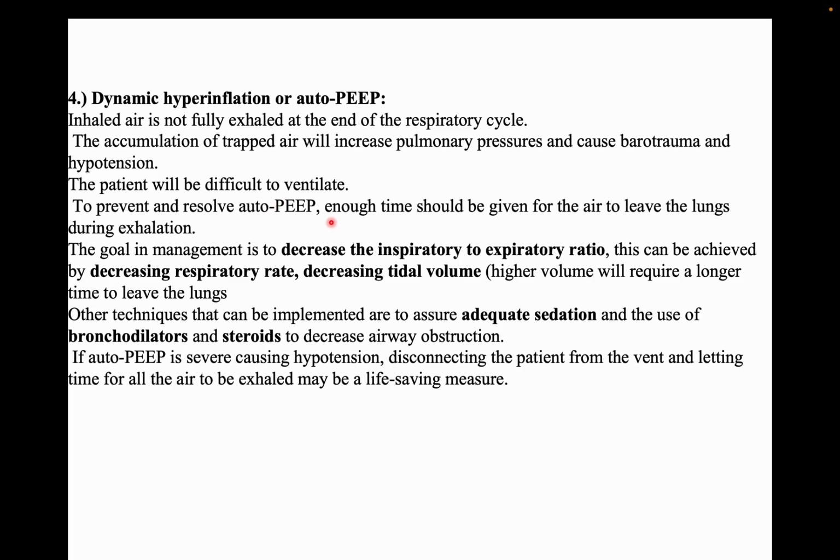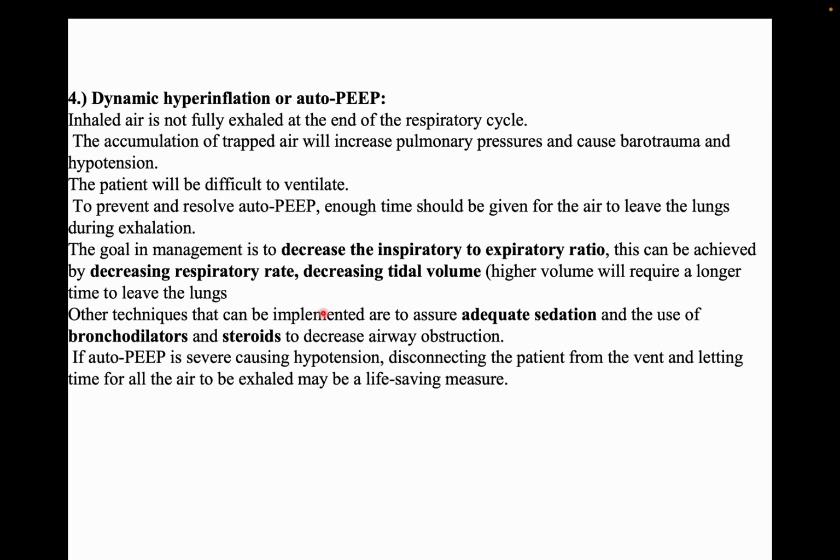So to prevent and resolve this auto PEEP, the first thing is to decrease the inspiration to expiration ratio. Let's say initially you kept it at 1:1 or 1:1.5; change it to 1:2, which is physiological. Normal physiological is 1:2, where expiration is longer. You give more time to expire. That is the primary thing. Also decrease the respiratory rate and decrease the tidal volume.